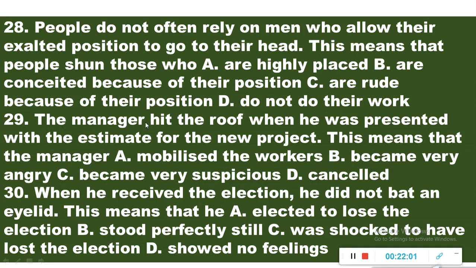Question 29. The manager hit the roof when he was presented with the estimate for the new project. When you hit the roof, it means you explode in anger, in a rage, you become furious, right? So you hit the roof. That's exactly the meaning of hit the roof. Now, this means that the manager A mobilized the workers, certainly not, became very angry. That is quite correct. So option B is the correct option.